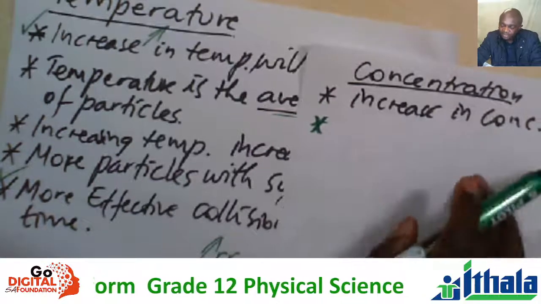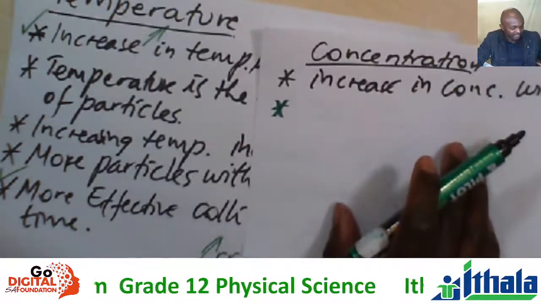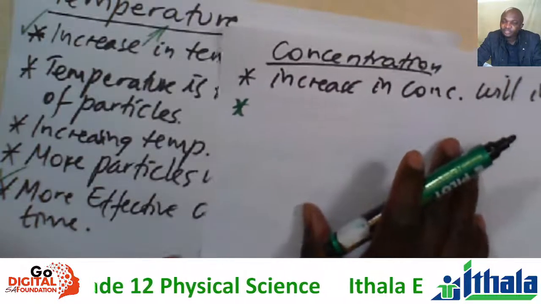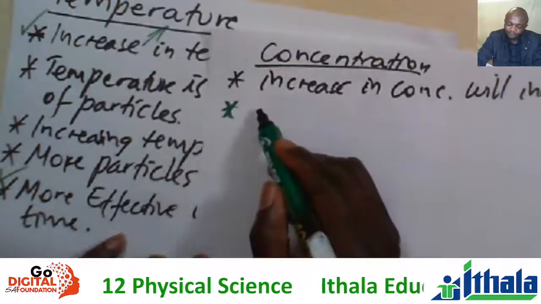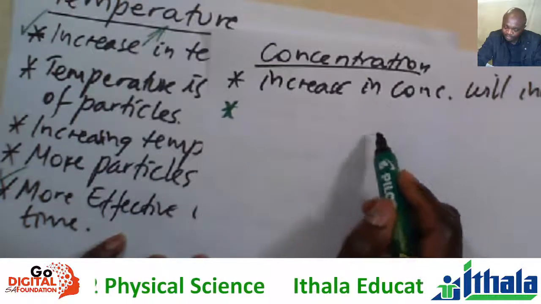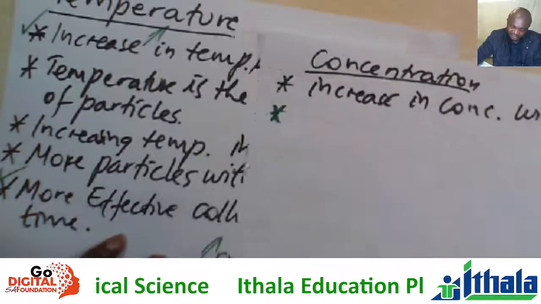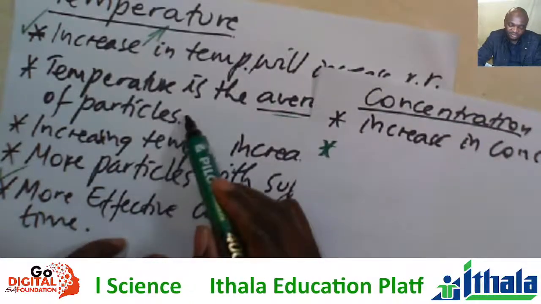Now, because we are talking about concentration, we define it. Concentration is the number of particles per unit volume. Right? Number of particles per unit volume. So you understand that. Now the third point, for increasing temperature.